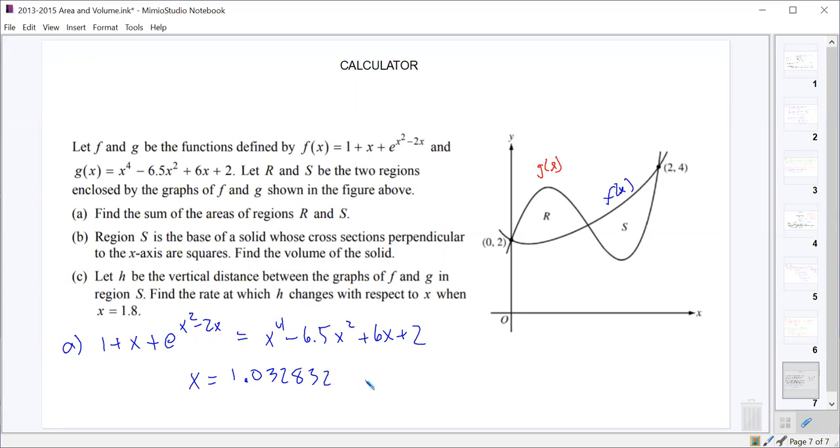Oh, actually, it probably gave you the y value also. So y was equal to, we'll just put it down as 2.401108, just in case we need it later.